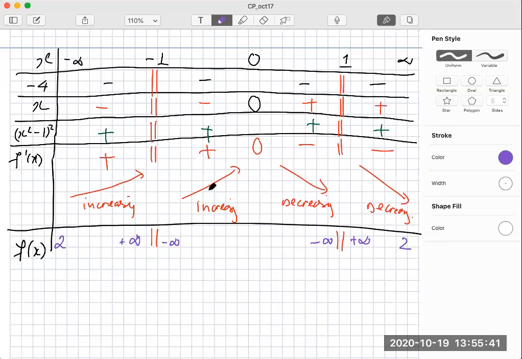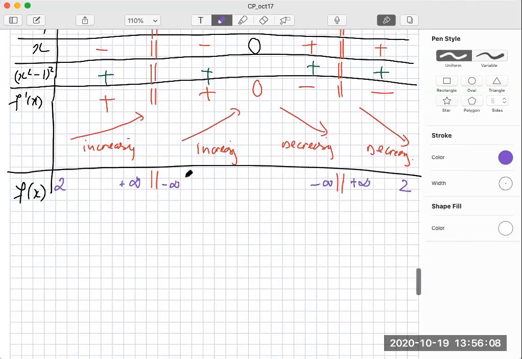Then let us continue. The local maximum and local minimum. So can we find any local max and local min? From f prime here, we don't see any, right? Local max, if it is increasing, then decreasing. But there's no such point. And similarly, there's no local min. So here, let us write it. In this case, there's no local max and no local min.